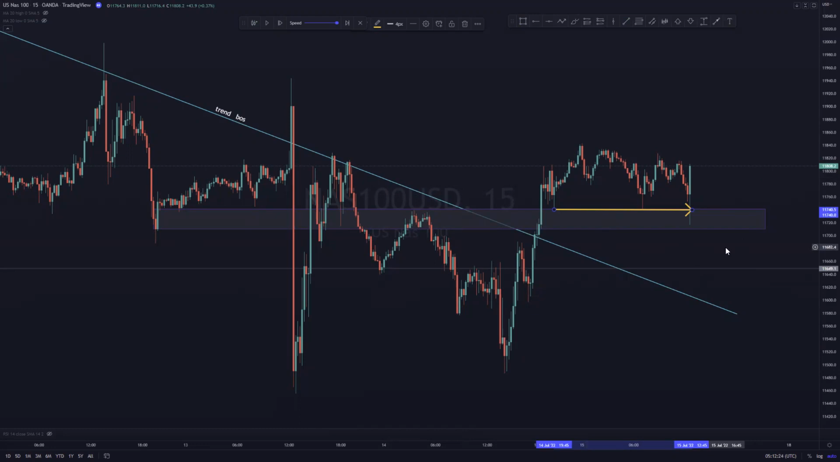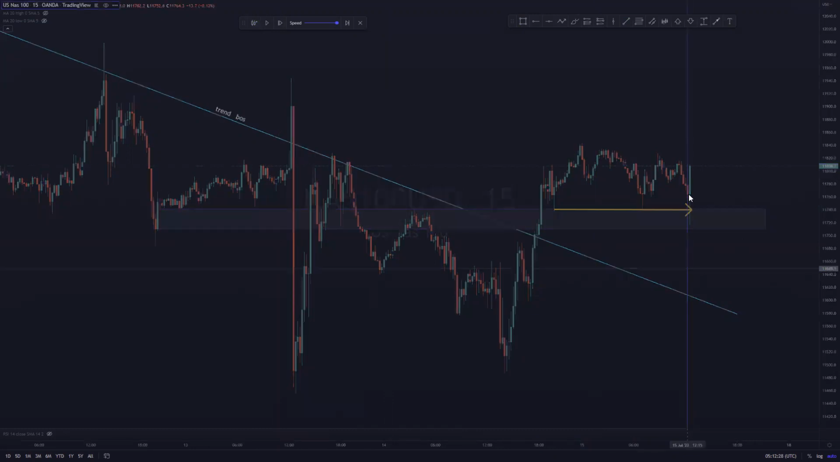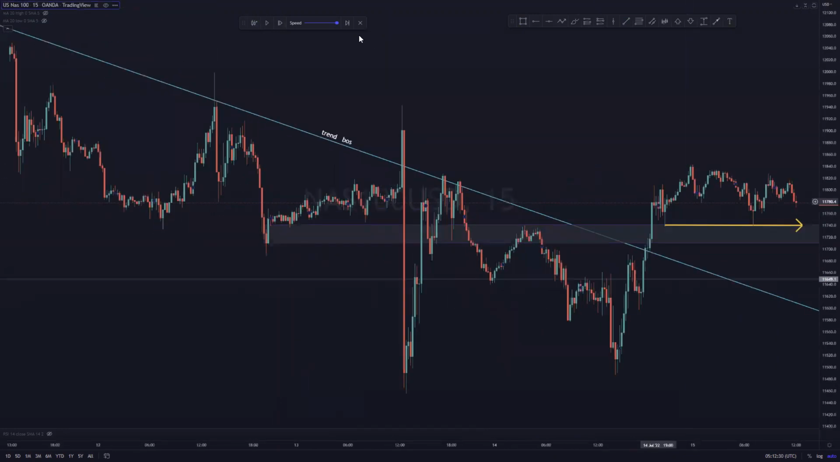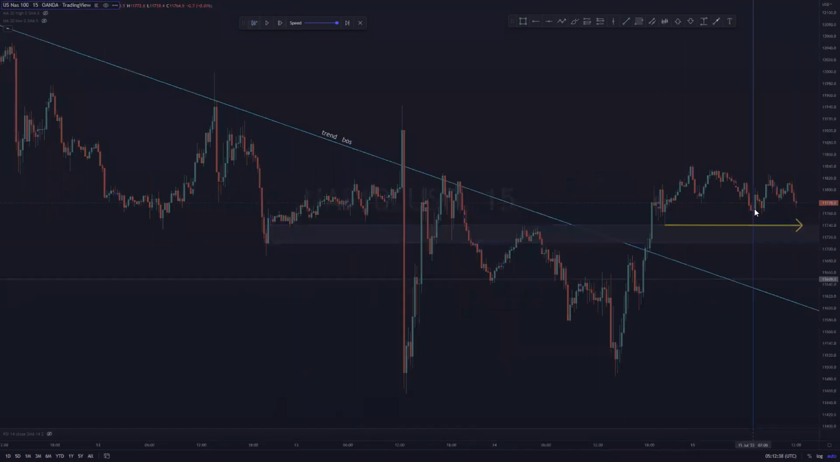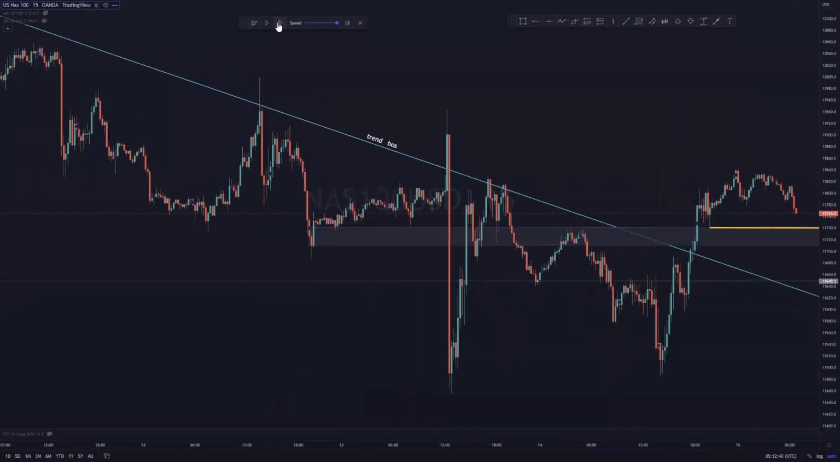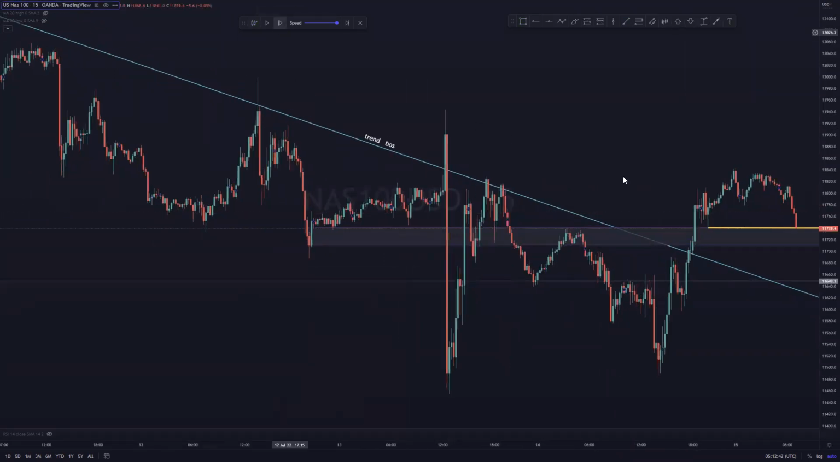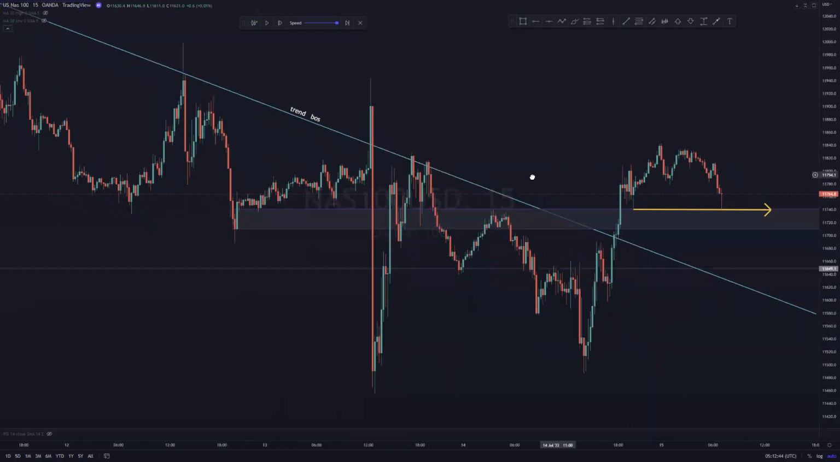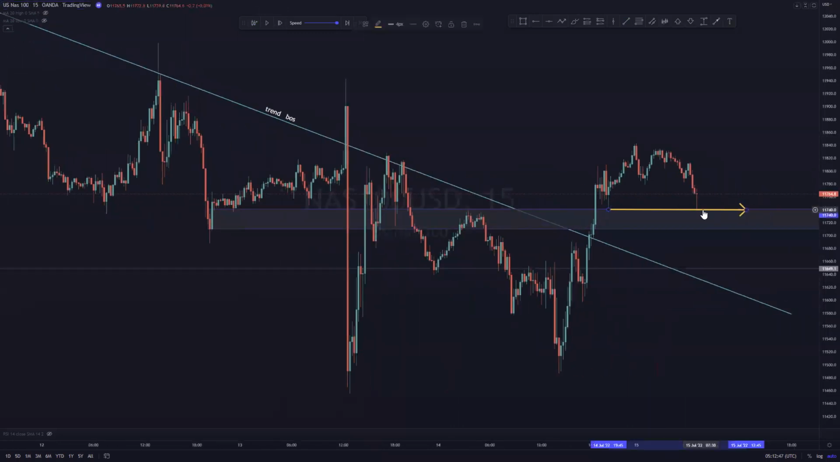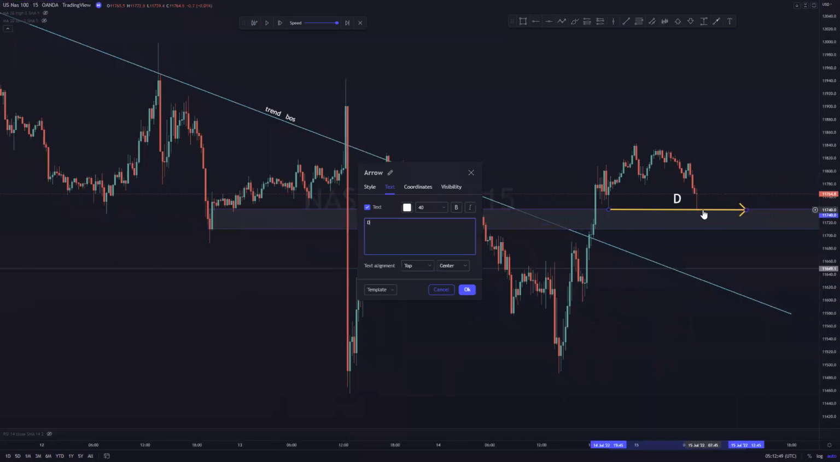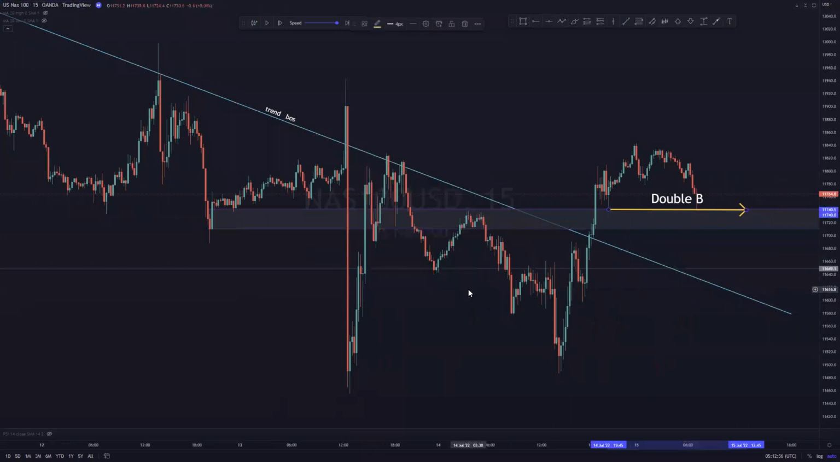We can move even to the smaller time frame after this double bottom, as a second confirmation. This double bottom as second confirmation. Label this as double bottom, double bottom as a second confirmation.